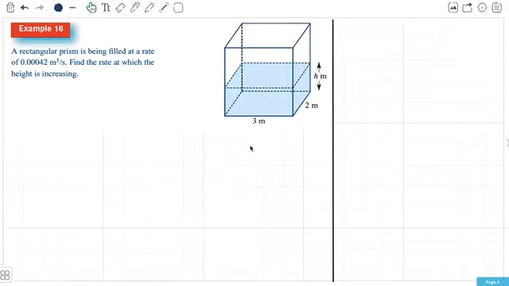So we're looking in this section at rates of change, and rates of change are where we're looking at a change in one quantity with respect to another. A common expression for that would be, let's say, a change in height with respect to a change in time.